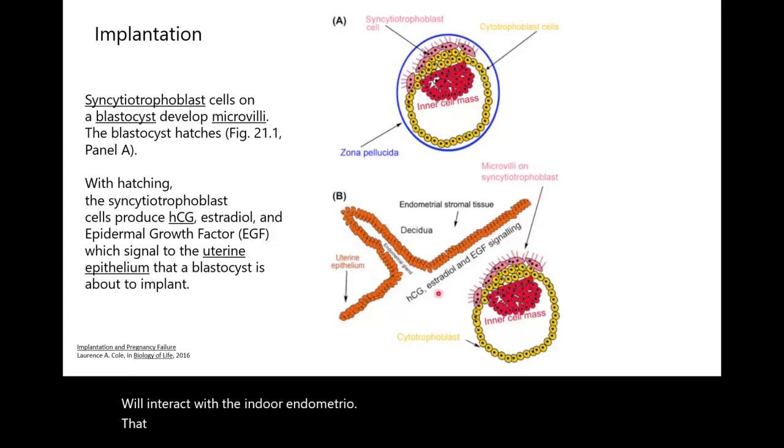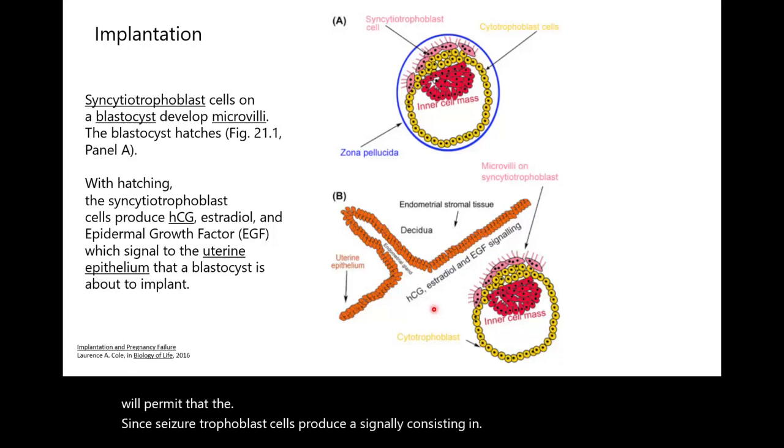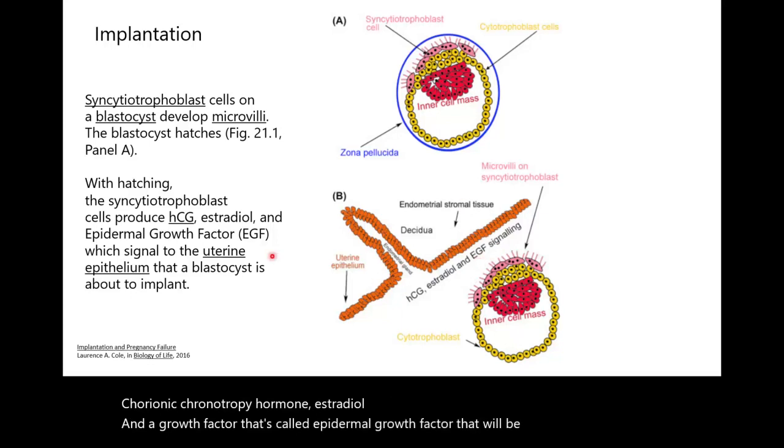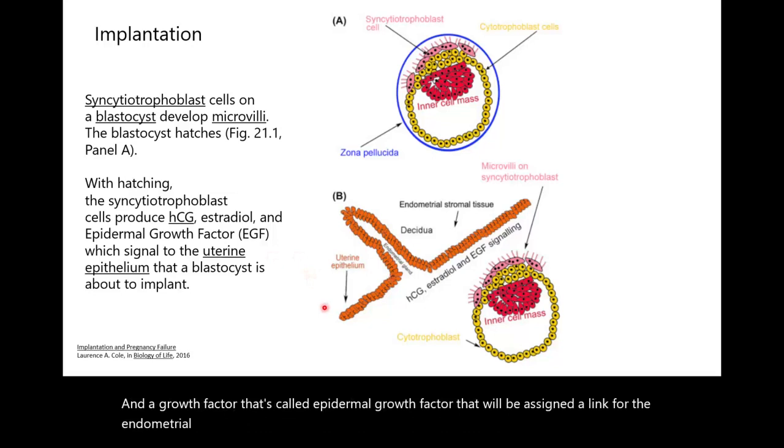That interaction will permit the syncytial trophoblast cells to produce a signal consisting of HCG, or chorionic gonadotropin hormone, estradiol, and a growth factor called epidermal growth factor. That will be a signal for the endometrium to know that implantation is occurring.